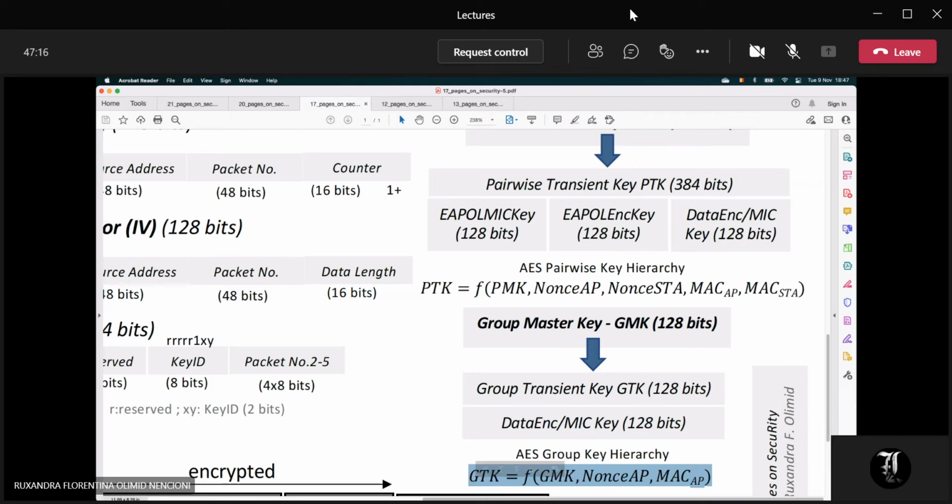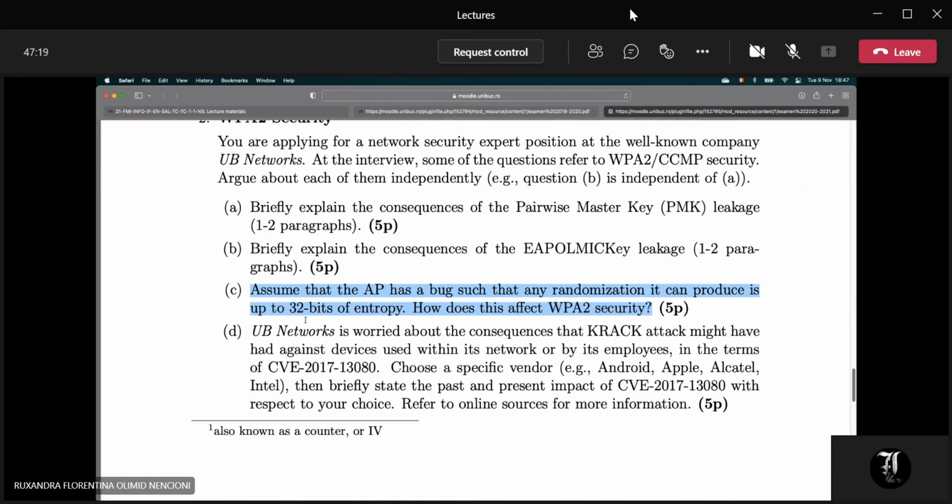Perfect. Good. And D, UB Networks is worried about the consequences that the KRACK attack might have had against devices used within its network or by its employees in terms of CVE-2017-13080. Choose a specific vendor, for example Android, Apple, Alcatel, Intel, whatever, and briefly state the past and present impact of this CVE with respect to your choice. Refer to online sources for more information. How would you approach this one?